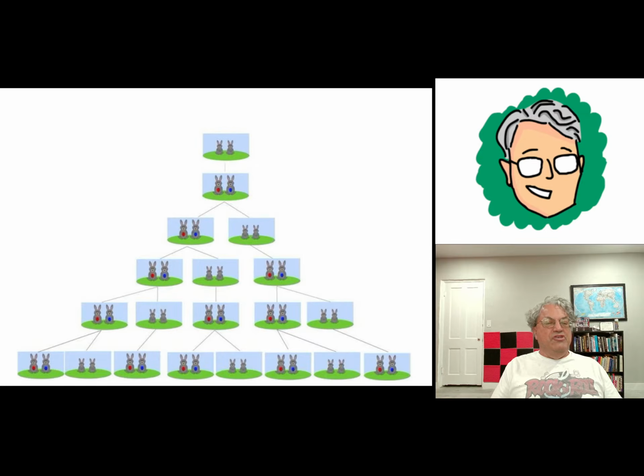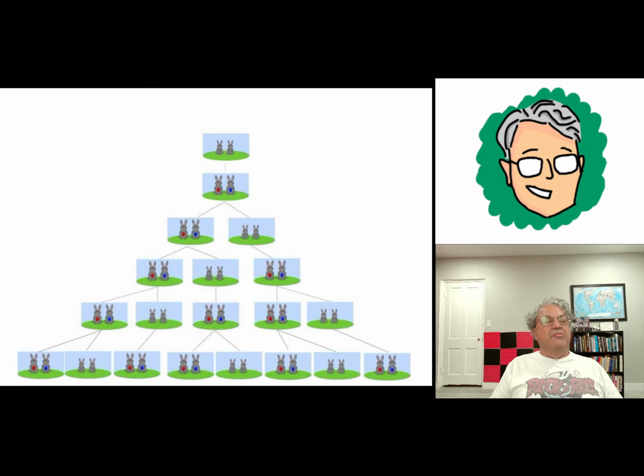In January, you'll have one pair of rabbits. If you start in January with one pair, they're newborn at the beginning of the year. So at the beginning of the next month, February, you're still going to have one pair, but now they're 1 month old. At the beginning of March, your original pair of rabbits is now 2 months old, but they have given birth to another pair that's now 1 month old.